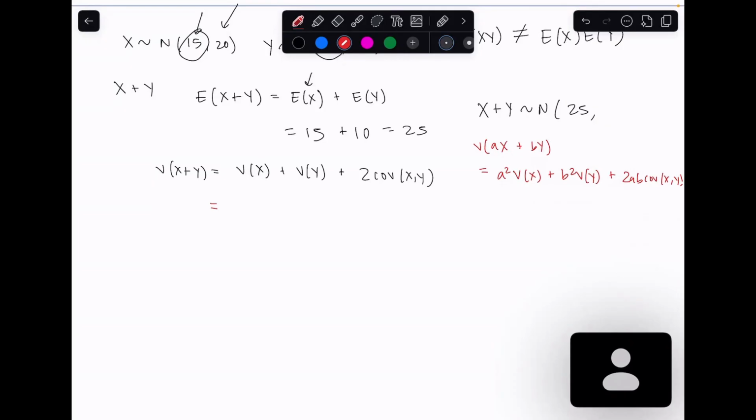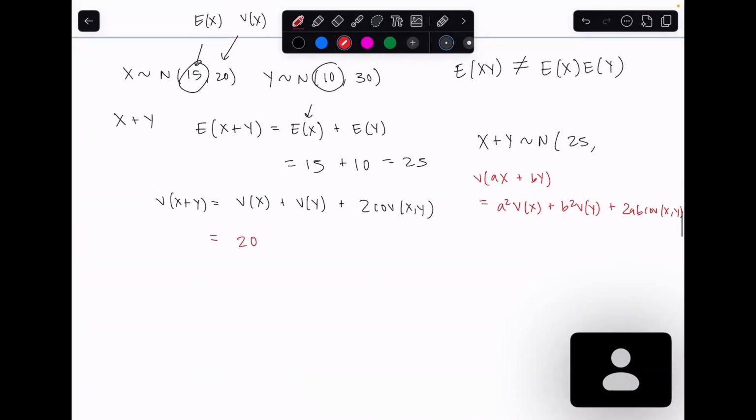But my variance of X I know is 20. My variance of Y is 30. I know that the covariance is equal to 0 because they're independent. So that means that this is just equal to 50. So I come over here, boom, X plus Y is normally distributed with a mean of 25 and variance of 50. Awesome, right?